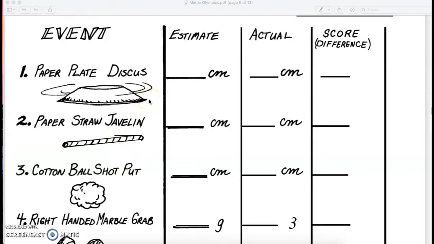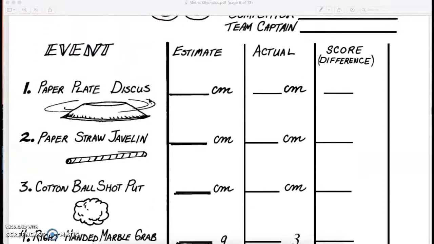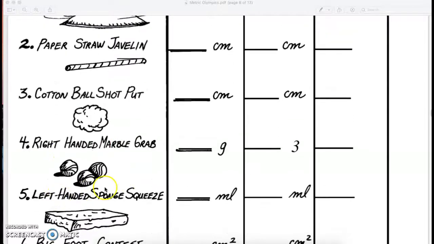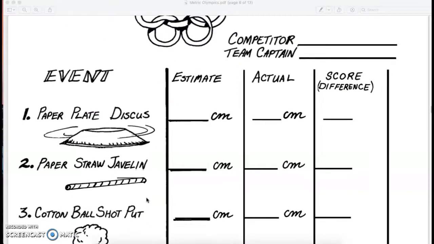So these are the 6 events that we're going to be doing today. We're going to have paper plate discus, paper straw javelin, cotton ball shot put, right-handed marble grab, left-handed sponge squeeze, and big foot contest. Now, like I said, you just need to make this work. You might not have exactly the right materials, and that's okay. I totally understand that, and you're just trying to do the best that you can with it.